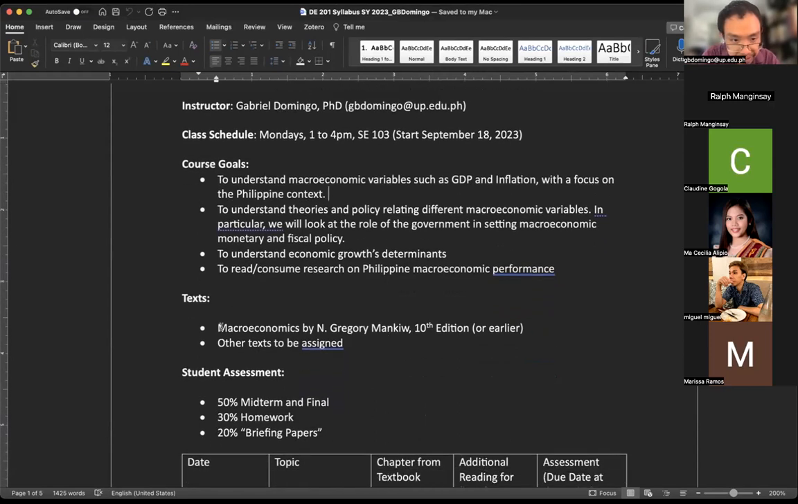Okay, so the texts are Macroeconomics by N. Gregory Mankiw, 10th edition or earlier. Again, I am using the 7th edition. And then other texts to be assigned, which we will talk about briefly in a moment.